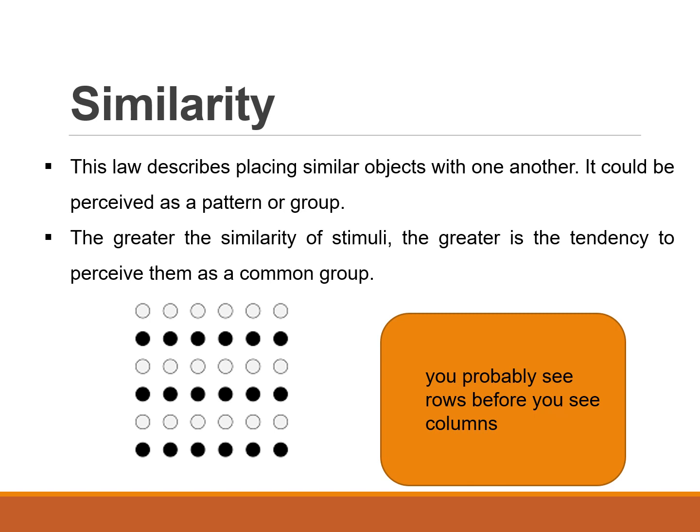In here, you probably see rows before you see columns. Why? We can see white row, black row, because similar dots are there. But we cannot see the column first; we see the row first because it has similar dots close together. So likewise we try to describe similar things, and we try to describe those similar things as one group.